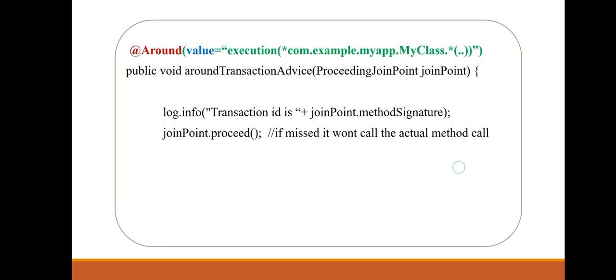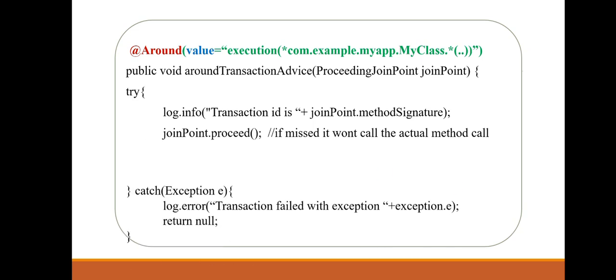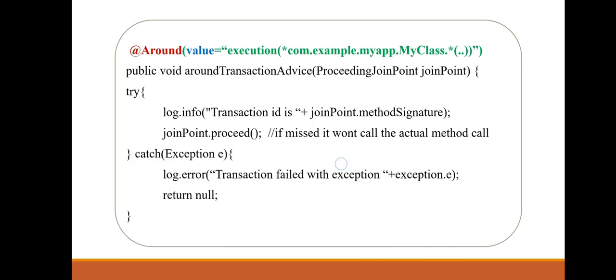If we are not calling this, then the actual method call itself will not happen. So this is a very important step. Also if needed, we can handle the exceptions by using try catch as here. Inside this we are just logging the error. Main points are: in @Around we have ProceedingJoinPoint as parameter, with the help of that we can call the actual method, we can even handle the exception by using try catch, and we can even modify the outputs.